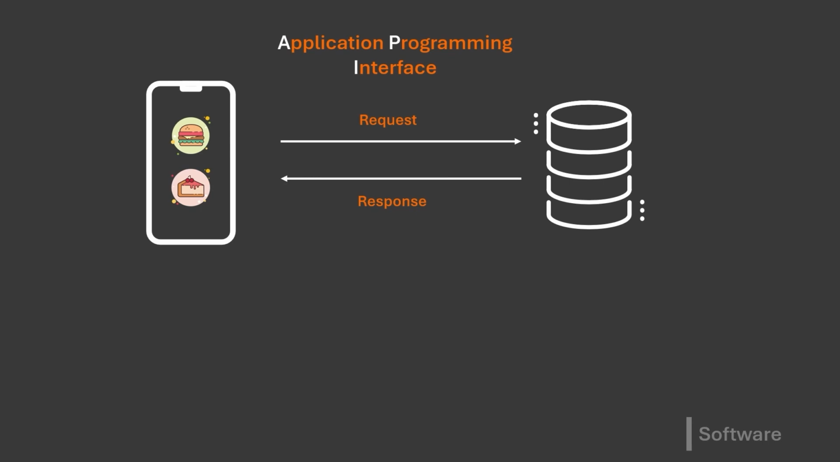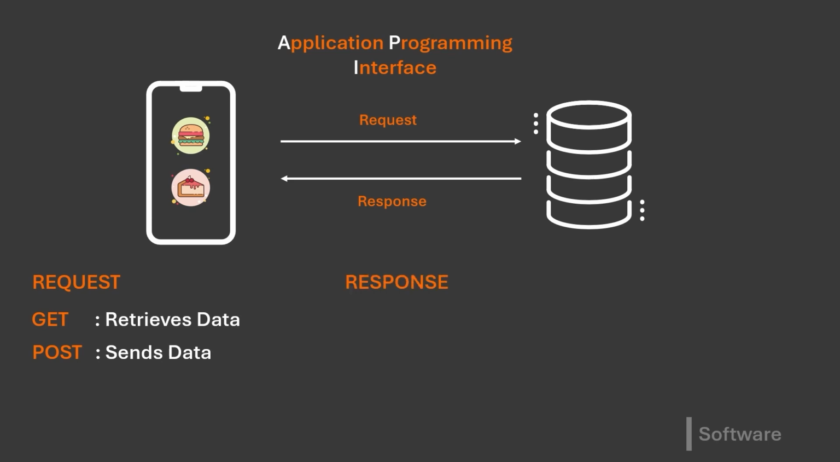APIs work the same way in business. They allow different software systems to talk to each other. For example, an e-commerce website can use an API to automatically update stock levels from a warehouse system. There are different types of requests. A GET request retrieves data, such as checking stock levels, while a POST request sends new data, like placing an order. The system then responds with the relevant information. The response includes a status code to indicate whether the request was successful or if there was an issue.